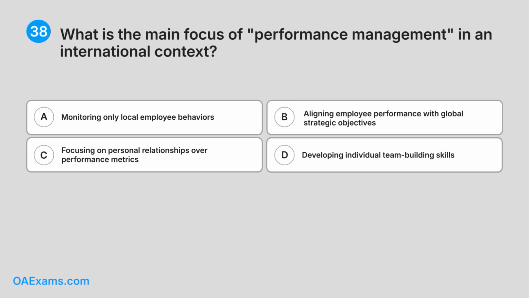38. What is the main focus of performance management in an international context? A. Monitoring only local employee behaviors. B. Aligning employee performance with global strategic objectives. C. Focusing on personal relationships over performance metrics. D. Developing individual team-building skills. Can you guess the answer?